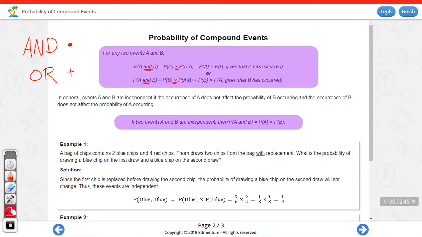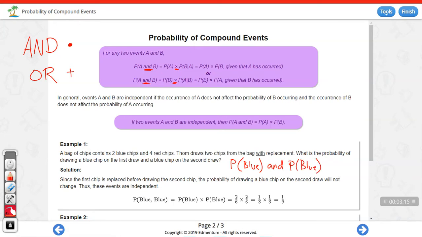As we're looking at that, we're looking at the 2 options there for probability events. Let's look at an example to really walk this through. A bag of chips contains 2 blue chips and 4 red chips. Thomas draws 2 chips from the bag with replacement. What is the probability of drawing a blue chip on the first draw and a blue chip on the second draw? So we are looking at the probability of blue and the probability of blue.